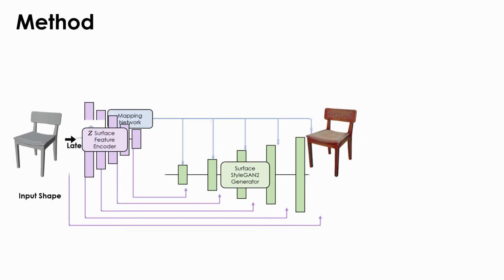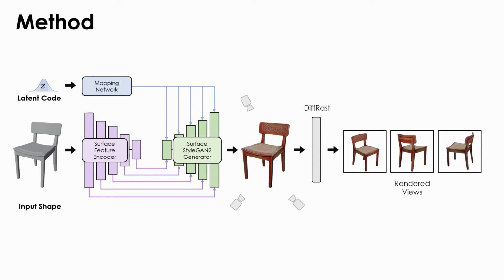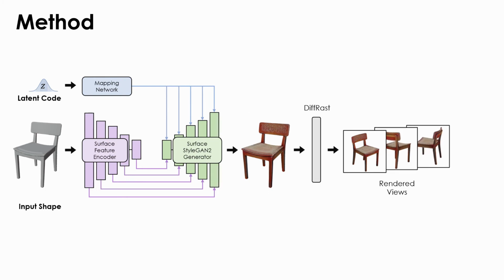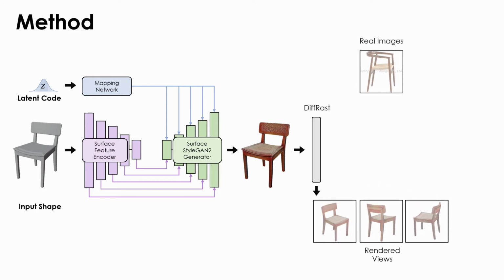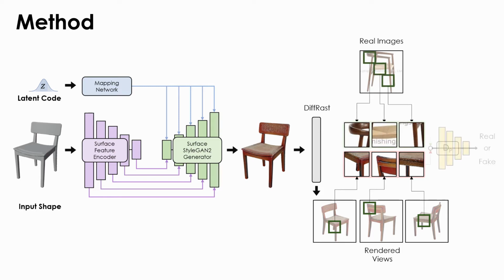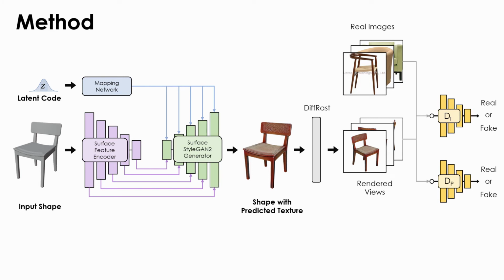The mesh with predicted texture is then differentiably rendered across random viewpoints. These rendered views make up the generated distribution, while images from a 2D image dataset make up the real distribution for a 2D convolutional image discriminator. Additionally, to ensure consistency and texture style across the shape, we take patches across multiple views and critique them against patches from a real image using a patch discriminator. The network is trained end-to-end using a GAN loss with gradient and path length penalties.